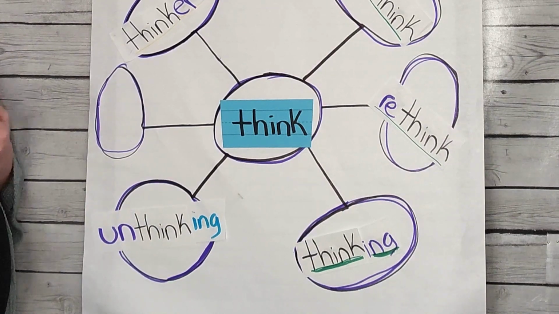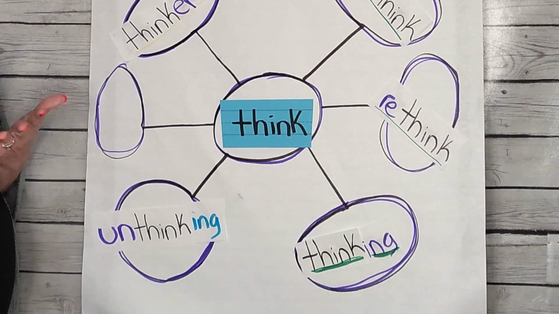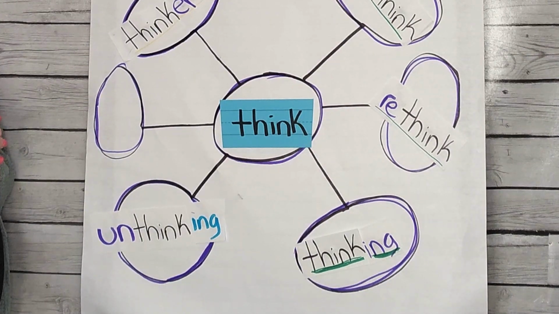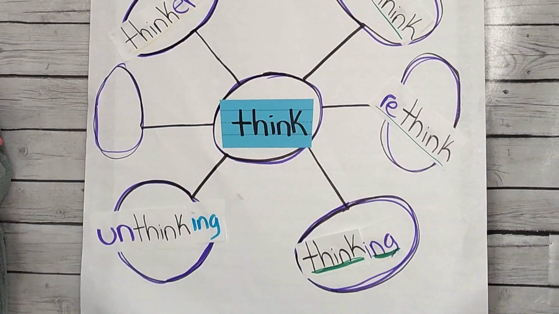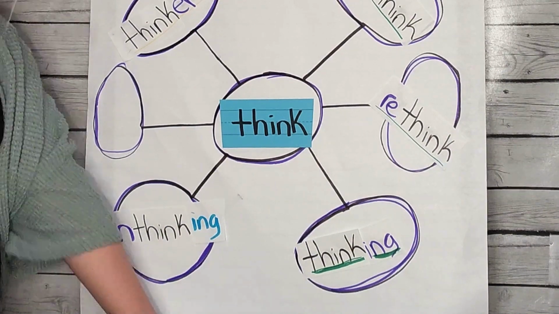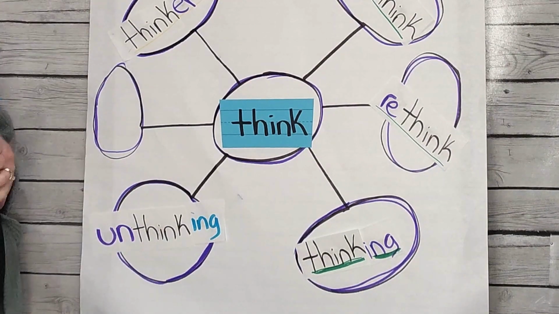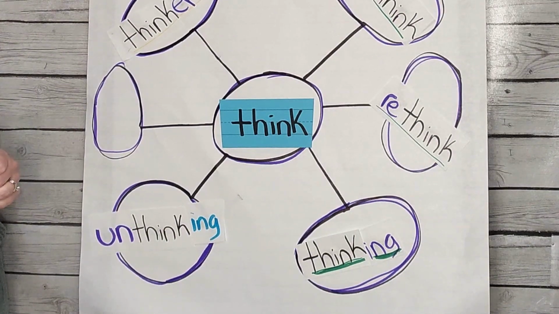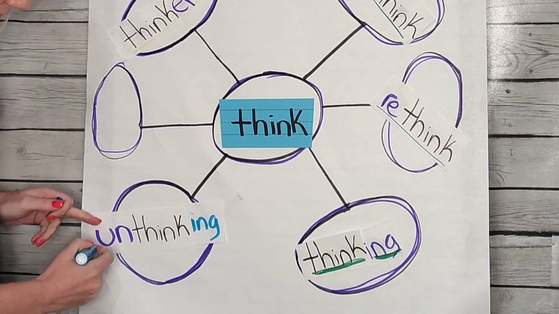Unthinking means not thinking about your behavior carefully, or maybe somebody who's just rude. The children's unthinking behavior was really starting to upset their parents. I'm going to underline this word blue, because it's an adjective, a describing word. Unthinking described the children's behavior.